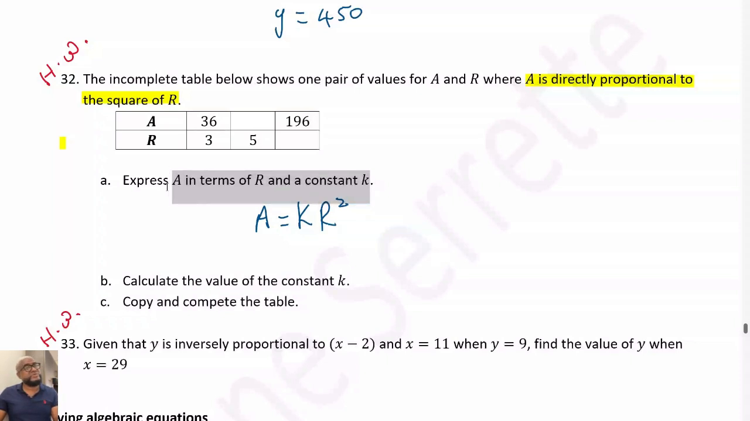So when I say express A in terms of K, it just means I want A is equal to, well, in terms of R and a constant K, it means your answer must have the R and the constant K in it, right?